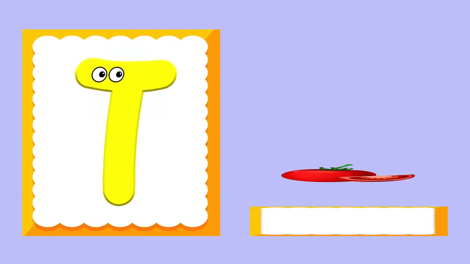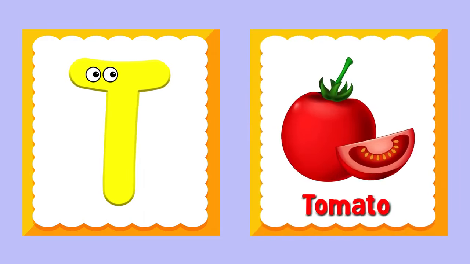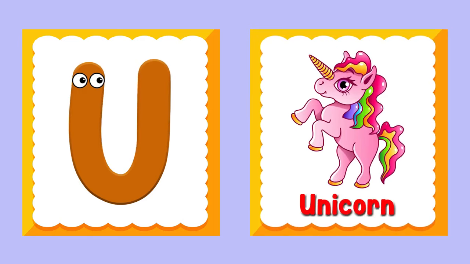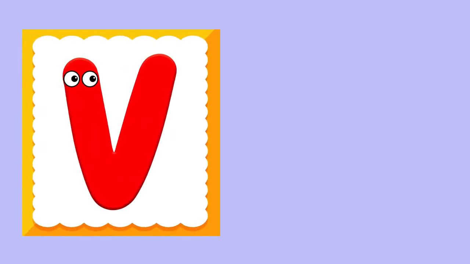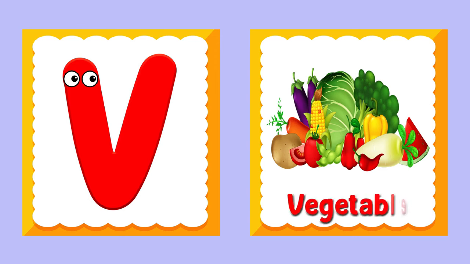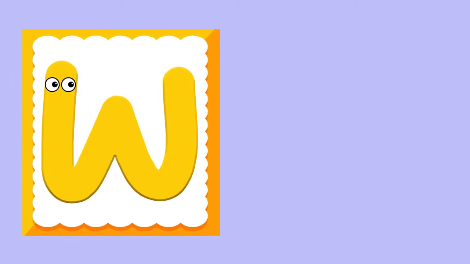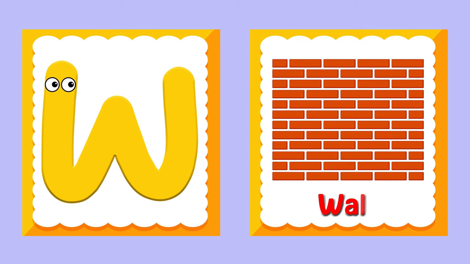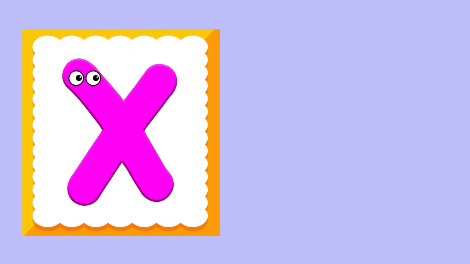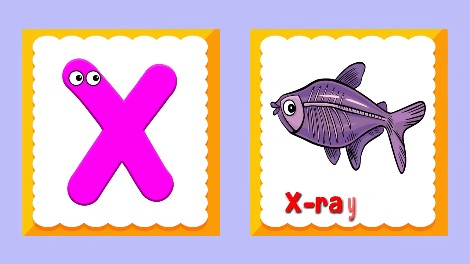T. T for tomato. U. U for unicorn. V. V for vegetable. W for ball. X. X for extra fish.